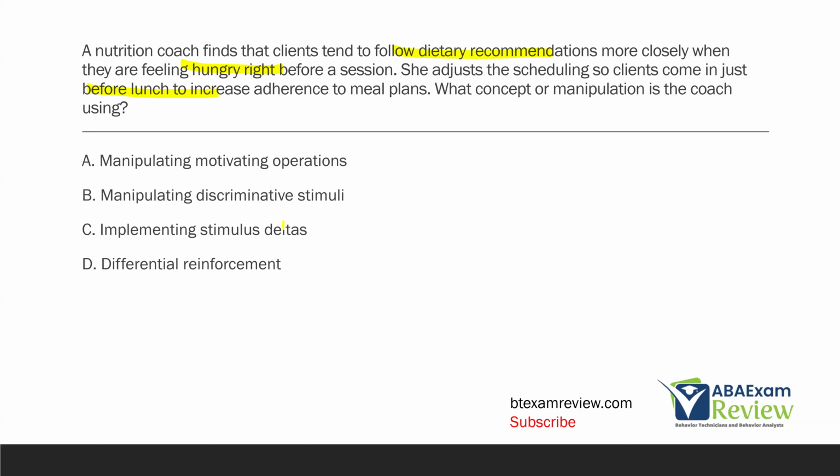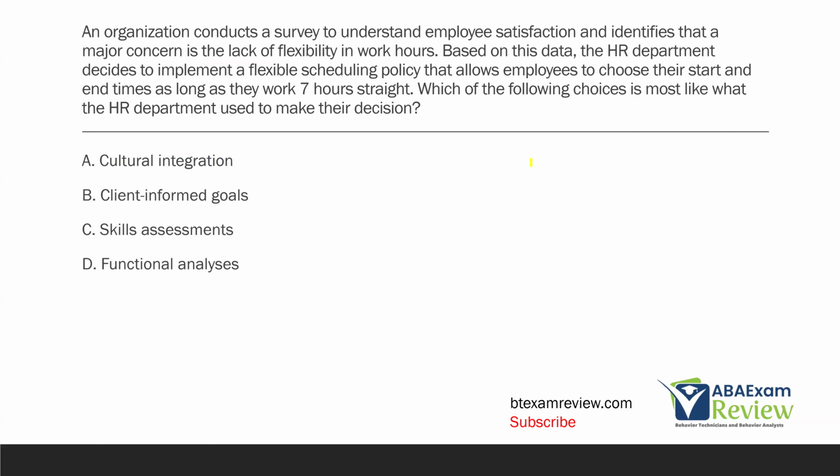She wants them in that state of deprivation. Therefore, it's more valuable for them to follow dietary recommendations. She's not manipulating the discriminative stimuli. We don't necessarily manipulate discriminative stimuli, right? These are influenced by consequences. She's not implementing stimulus deltas. We're not having anything to do with the SDs and the stimulus deltas here. And she's not using differential reinforcement, right? She's not using reinforcement and extinction. She's simply using the fact that the clients are hungry to increase motivation to follow her dietary recommendations. So she's trying to manipulate motivating operations.